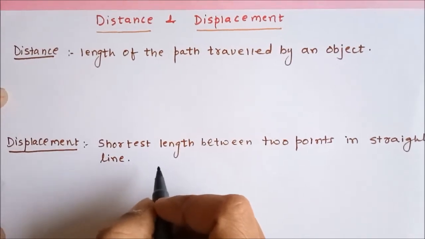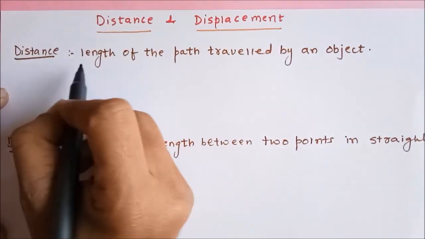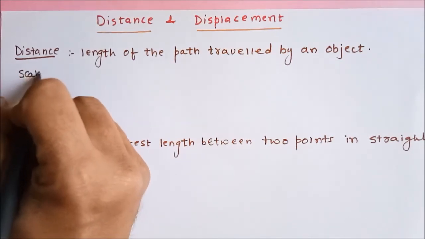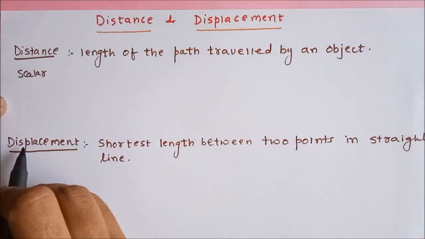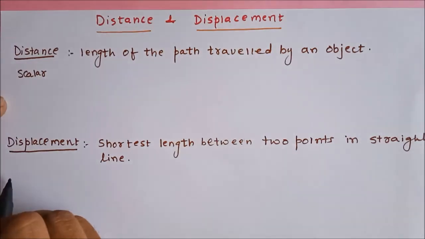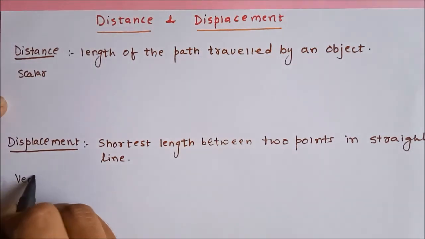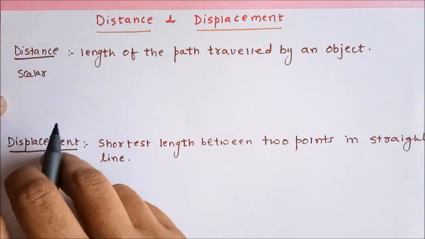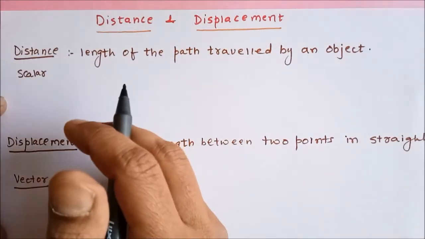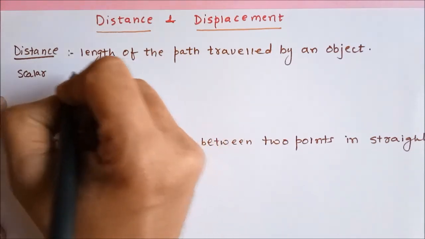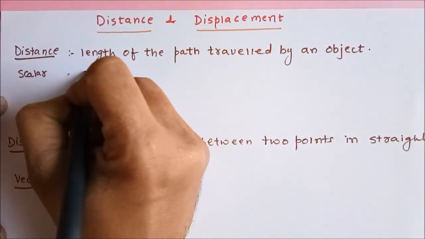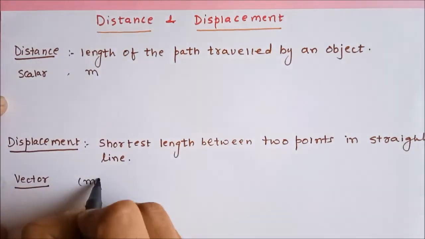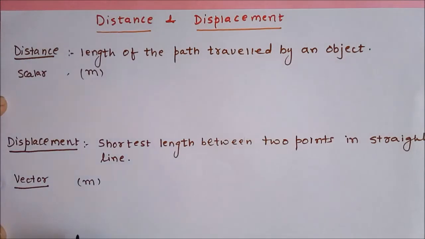Alright, one more thing: distance need not have any direction, so it's a scalar quantity, and displacement has a particular direction, so it is a vector quantity. Distance and displacement both are lengths only, so their SI units are meter and meter. They both have the same units as well.